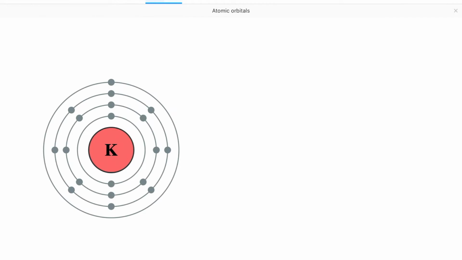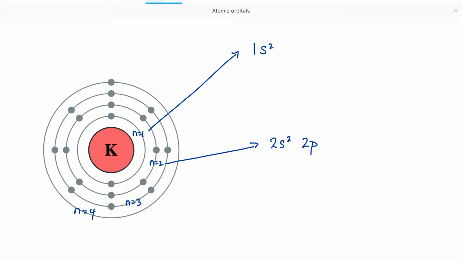And so to recap, I'm going to take potassium as my example. I have got my n equals 1, n equals 2, n equals 3, n equals 4. Potassium has 4 shells or energy levels. This first one consists of my s orbital, 1s, and it holds 2 electrons. My second energy level contains my 2s, which has got 2 electrons in, and my 2p sub-orbitals, which can hold 6 electrons altogether, hence the 8 rule.